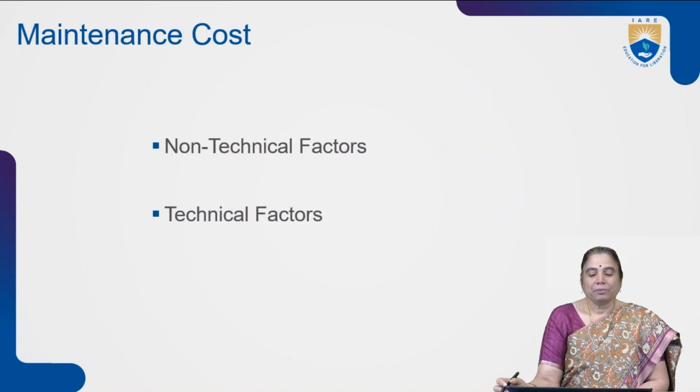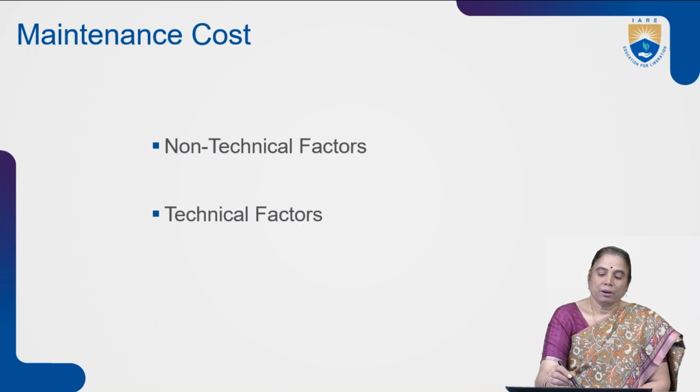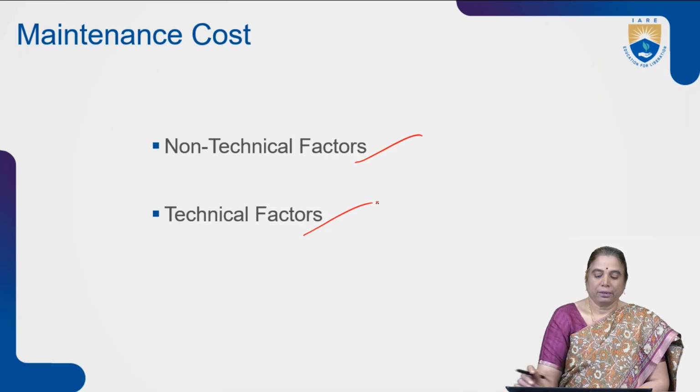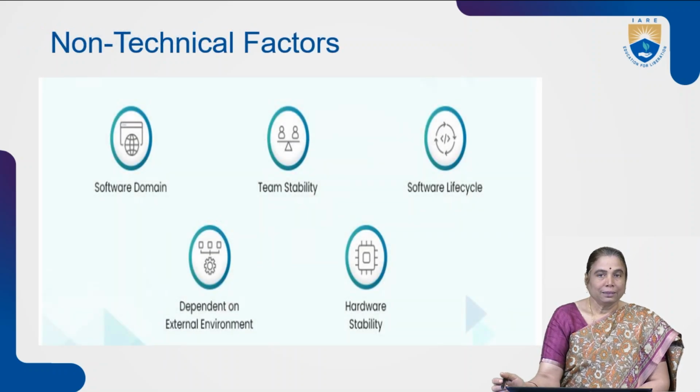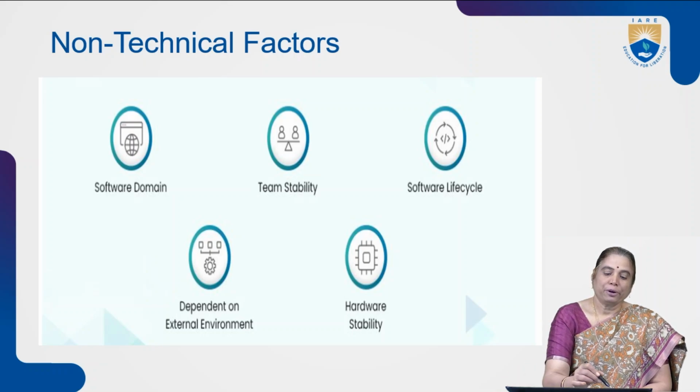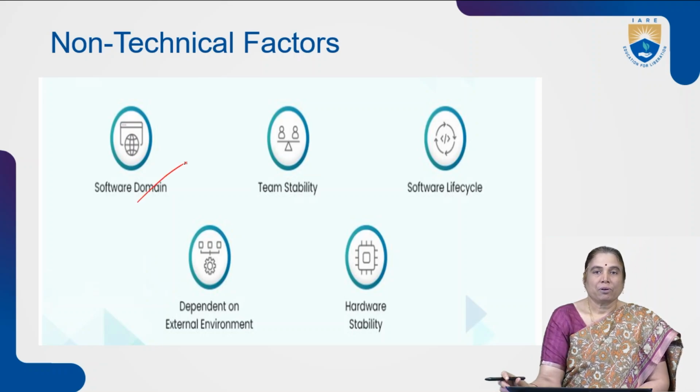And the maintenance cost majorly involves 2 factors. One is non-technical factors, the other is technical factors. The non-technical factors generally involve the software domain, within which the software objects, the boundaries or the input-output, valid and invalid domains play the major role in case of software domain cost.